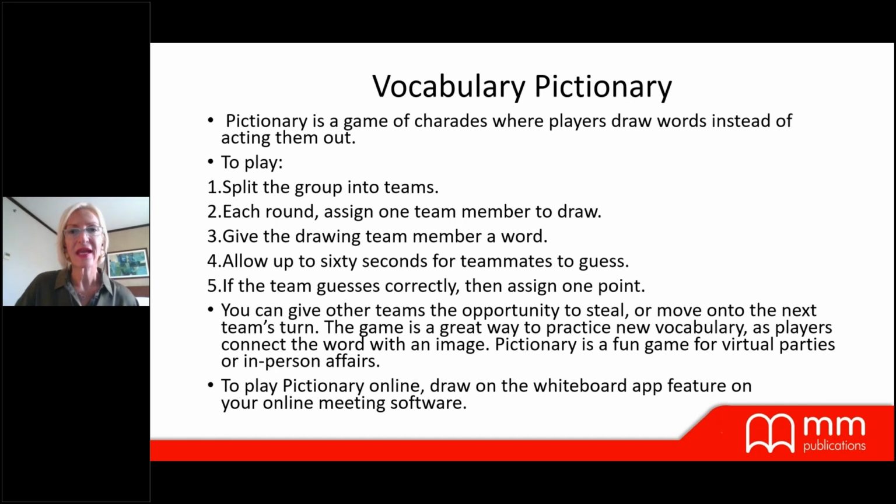Same game can be played with acting, okay, miming an action or a situation. But here it will be more effective, more efficient to ask students to draw in front instead of mime. So in order to play, you need to split the group into two teams or three or four, depending on the size of your group. For each round, we assign one team member to draw.